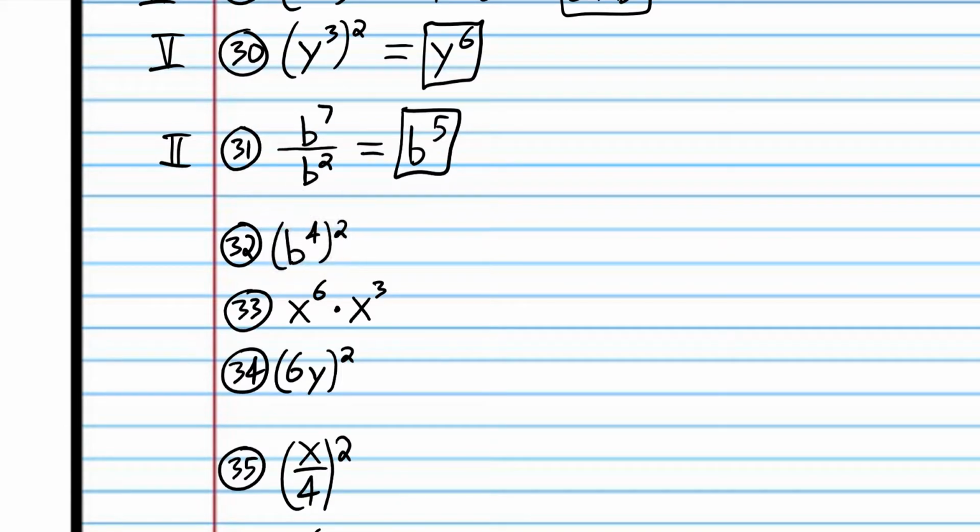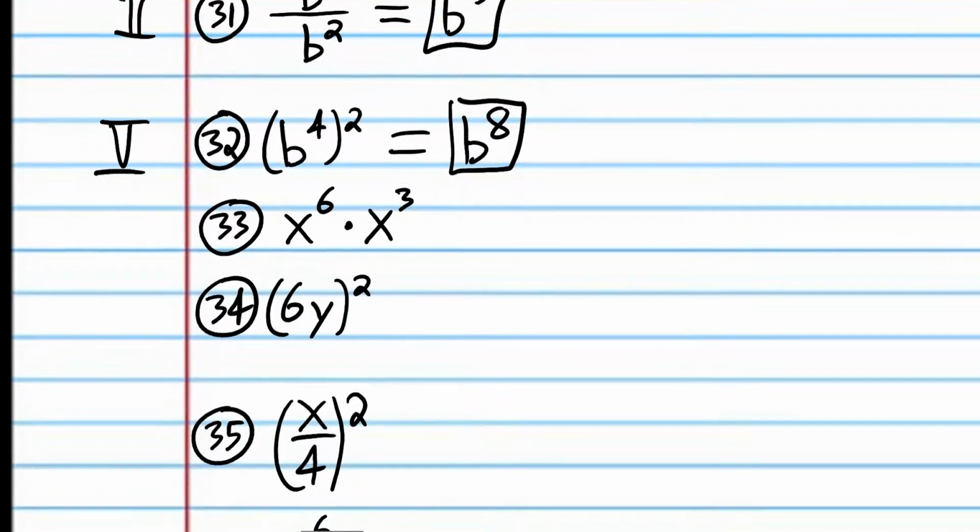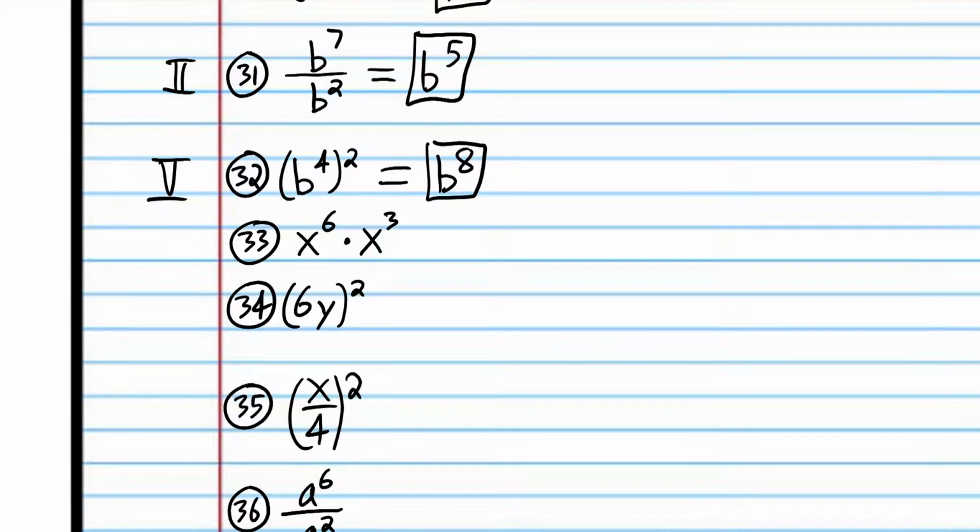All right, we're back. So this is going to be rule number 5 again. Multiply the powers, you get b to the 8th power, because you're raising a power to another power. Whenever you do that, you just multiply. All right, try 33, and when you come back, we'll do it together.